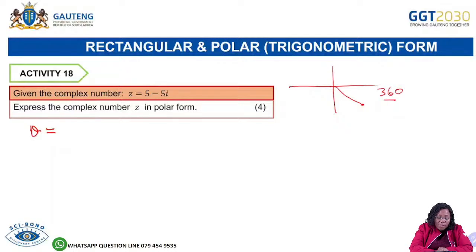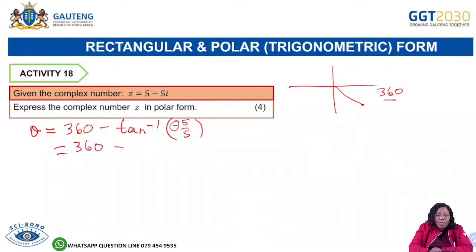And then now in this case it says theta will be 360 minus arctan of what? B. What is our B? That is minus 5 over 5. But remember, we don't consider this negative because it's showing us the quadrant. That will be 360 minus tan inverse 1, which is 45. And then our theta in this case will be 315.